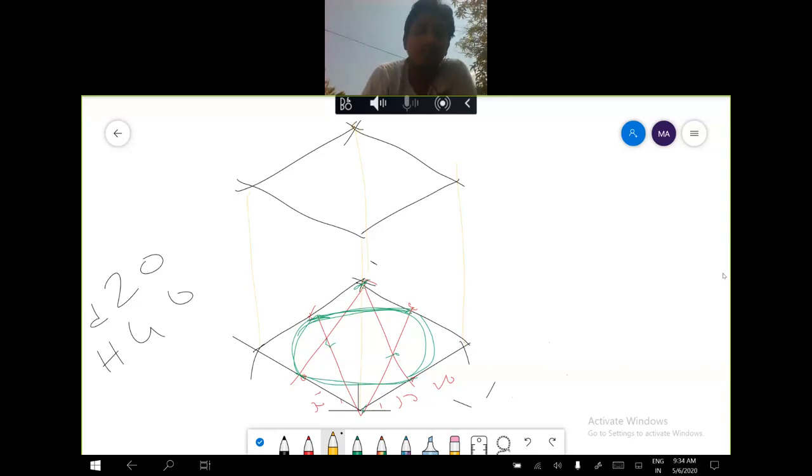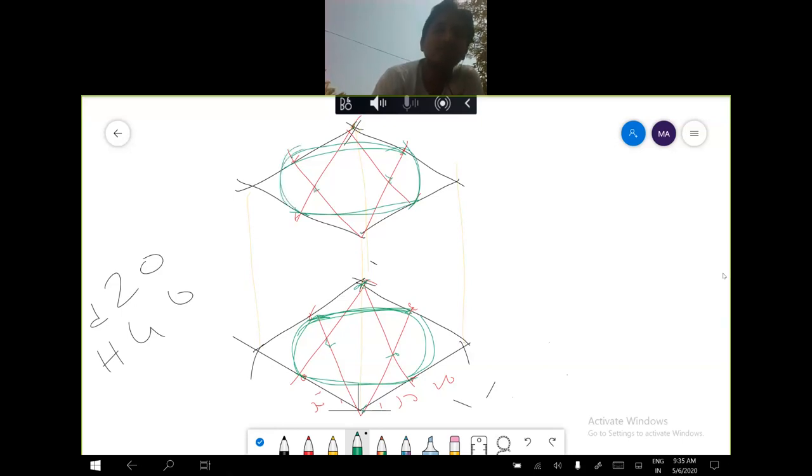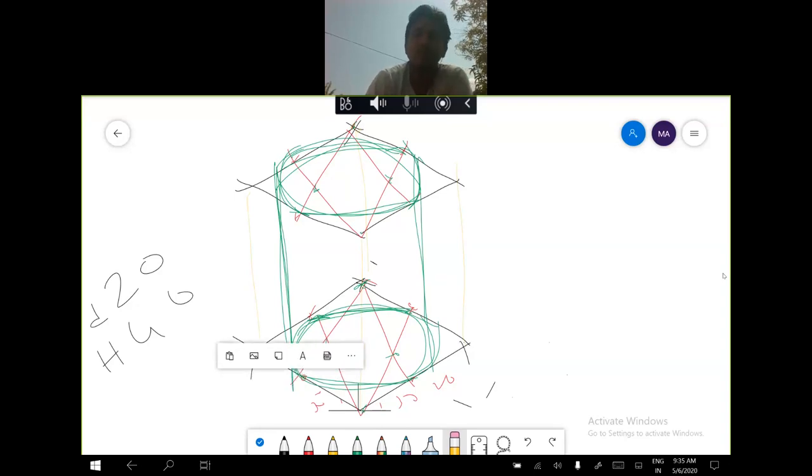After that, again using the 4 center method, I will mark the 4 centers here and join this center to this center, this vertex to this center. Then I will take this as center, this as a radius, and draw an arc; this as center, this as a radius, draw an arc; again one arc, and one more arc. Then I will join these two circle curves. It will form a cylinder in an isometric projection. Understand?